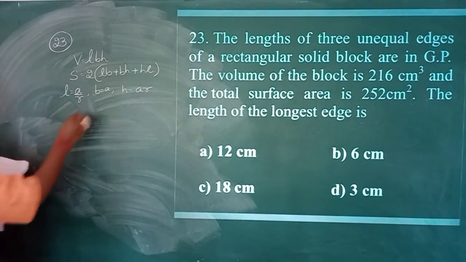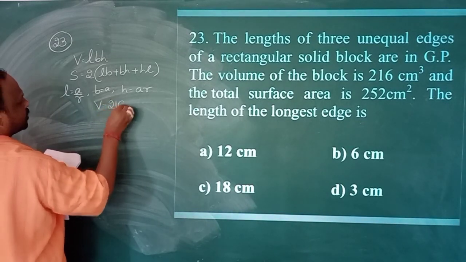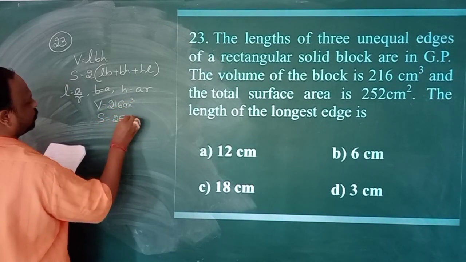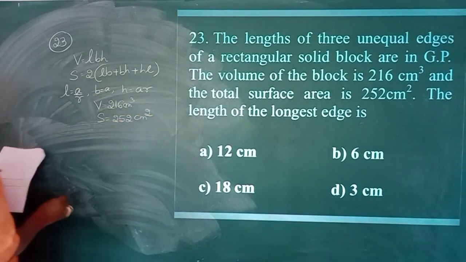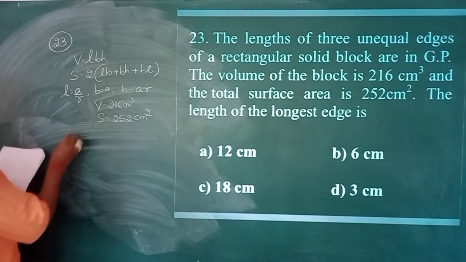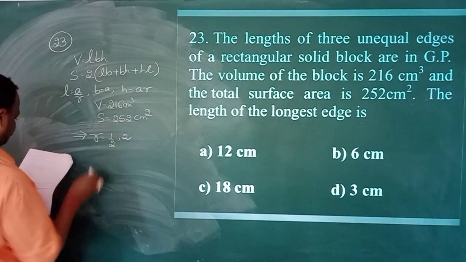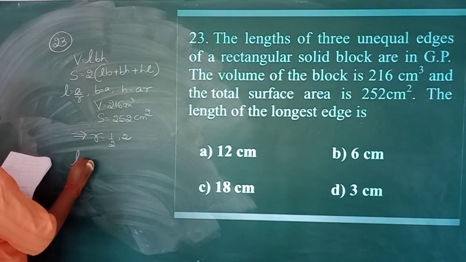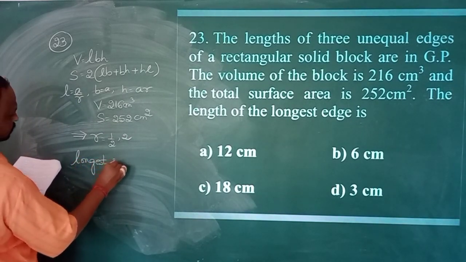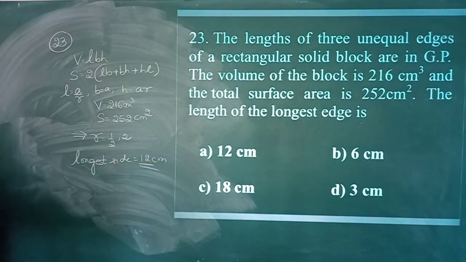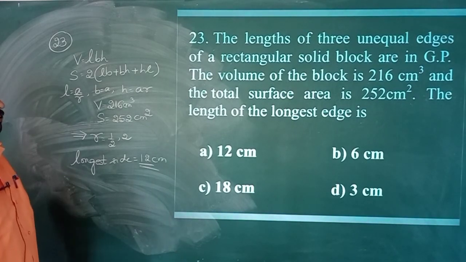They have given volume 216 centimeter cube and surface area 252 centimeter square. Substitute in these two, you will get R is equal to 1 by 2 comma 2. The longest side will be 12 centimeter. Since they are in GP, you should take A by R, A, AR. You will get the common ratio 2 or 1 by 2. The longest side will be 12 centimeter.